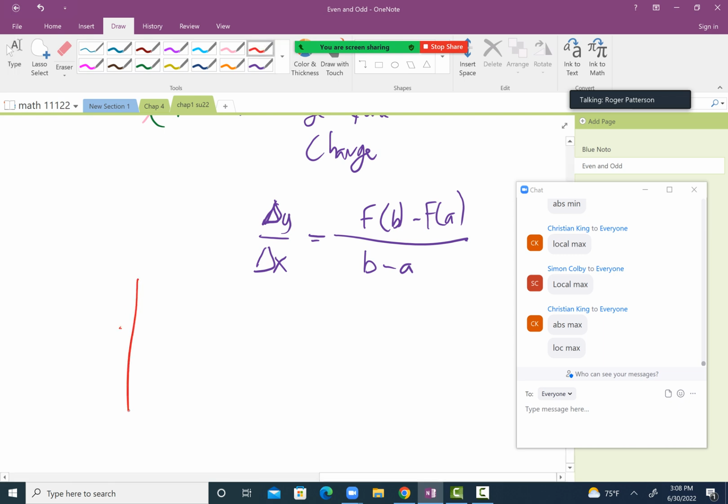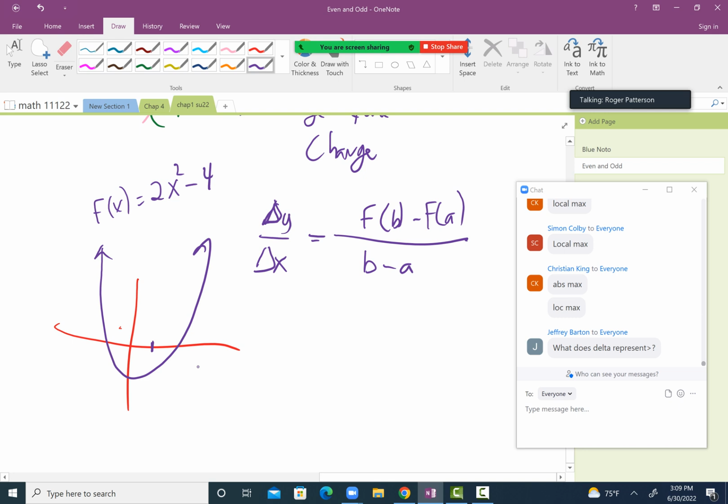So if we have, say, I'll just draw a little parabola and I'll give it an equation. Let me go with 2x squared minus 4. So I'm going to check, can you tell me what that is at 1? The delta represents change. So I'm going to put 1 into this here. So that would be 1 squared times 2 is 2, minus 4 is negative 2. So right here, I have 1 and negative 2.